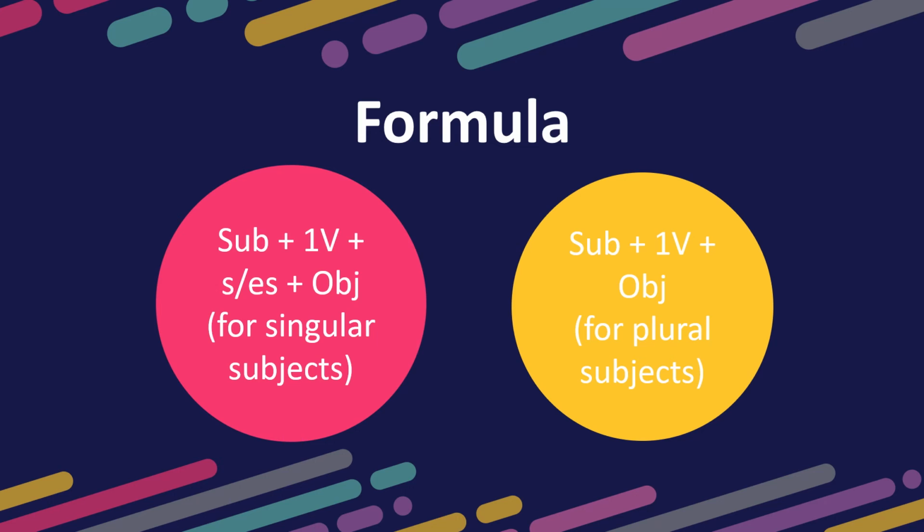Now come to the second part of the simple present tense. When the subject is plural, which formula will we use? Subject plus root verb plus object. They play outside. He plays outside. They play outside. So with he, she, it, or the name of a person, we will add s or es. I hope that the formula is clear to you.